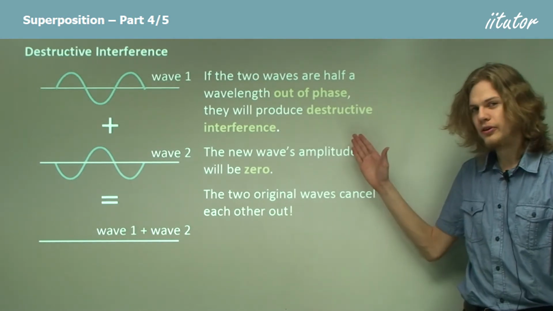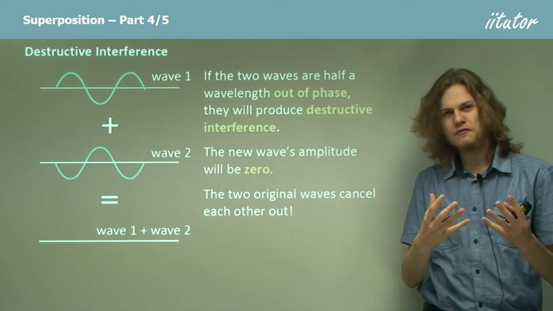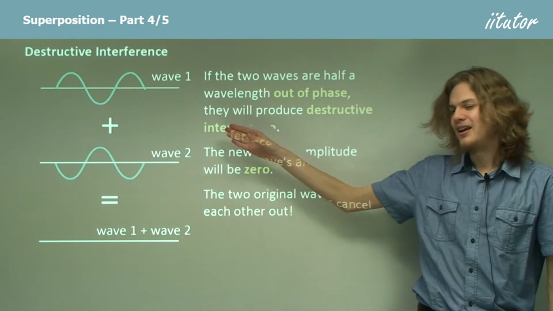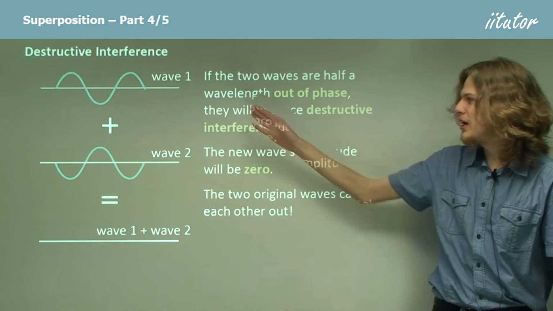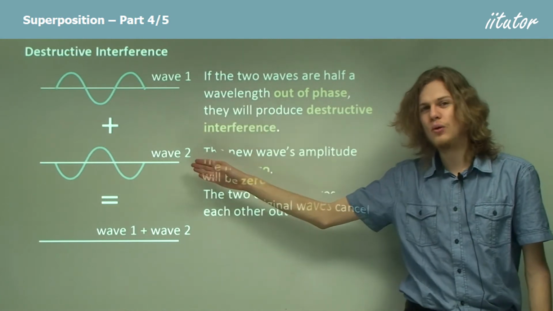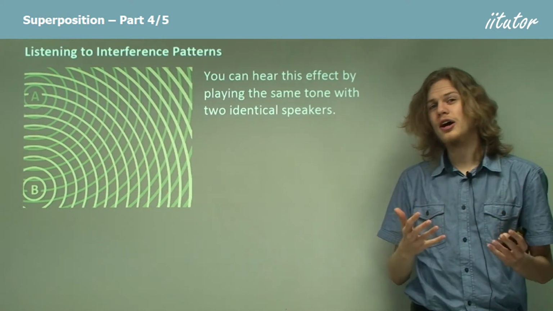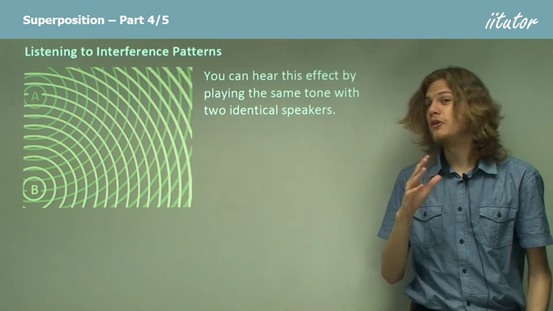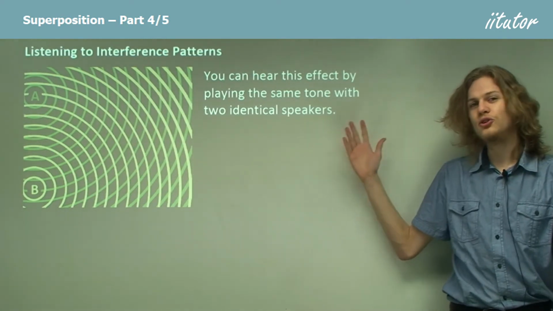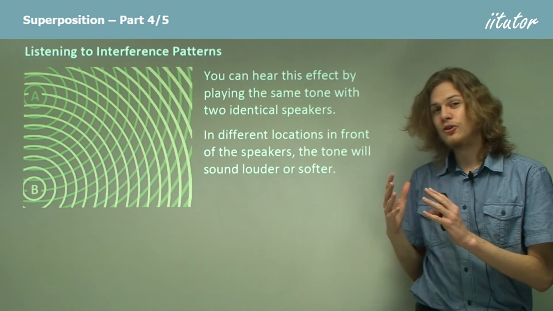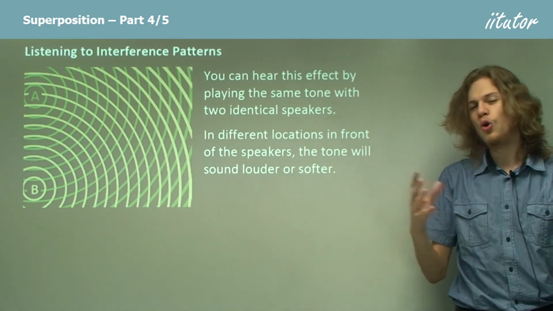So destructive interference means that it's possible to destroy a wave by playing an identical wave at a slightly different delay, so that one wave is just slightly ahead of the other wave. So it turns out that if we have two sine wave sound waves, which are very boring but very easy to work with, then we can in fact show this effect. It turns out that in different locations in front of the speakers, the sound will get louder or softer.